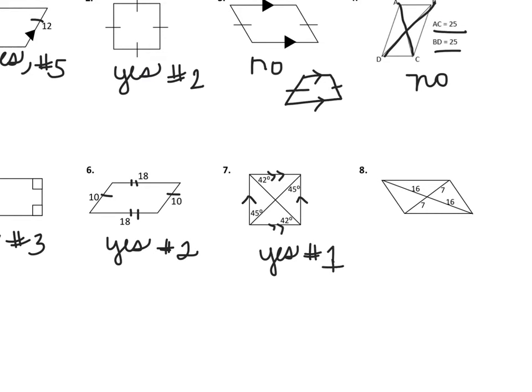Okay, so now on number 8, I have the parts of the diagonals marked with labels. So I have this side is 16 and this side is 16. So this diagonal is bisected because it divided it into 2 congruent segments. And the other diagonal is also marked with 7s. And so that diagonal is also bisected, which makes it a parallelogram. And that's our 4th rule. When the diagonals bisect each other, then it's a parallelogram.